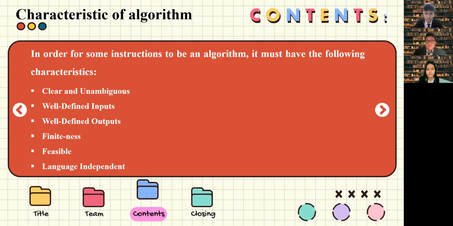In order for some instructions to be an algorithm, they must have the following characteristics. One, clear and unambiguous. Two, well-defined input. Three, well-defined output. Four, finiteness. Five, feasible. Six, language independent.